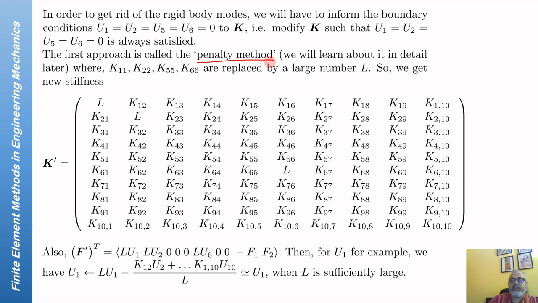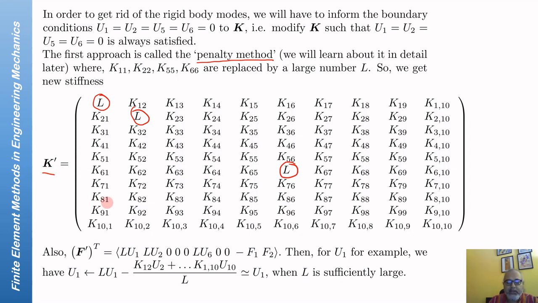We will look at the mathematical basis of the penalty method later, but now let us look at how this works. So we replace the stiffness elements in the stiffness matrix K. We replace the stiffness elements in 1, 1, 2, 2, and 6, 6 by a large number, because these three degrees of freedom are specified to some value. And now we call this new modified stiffness matrix K prime.